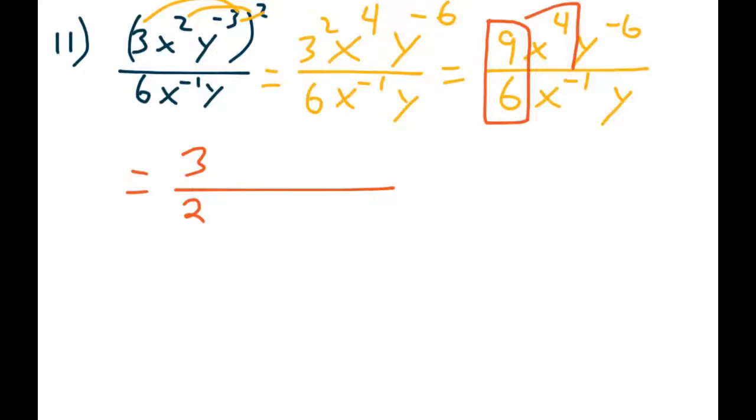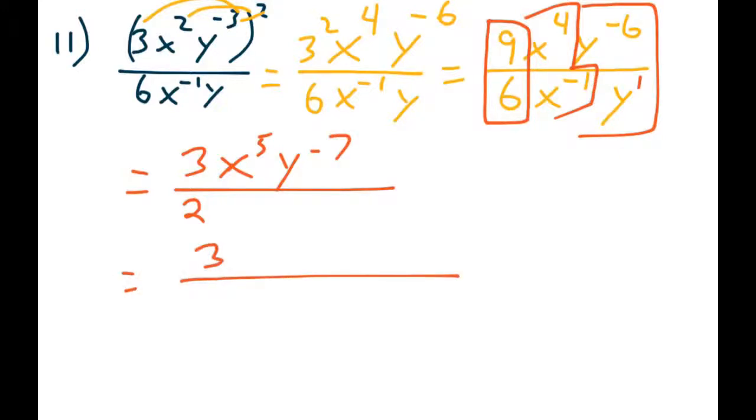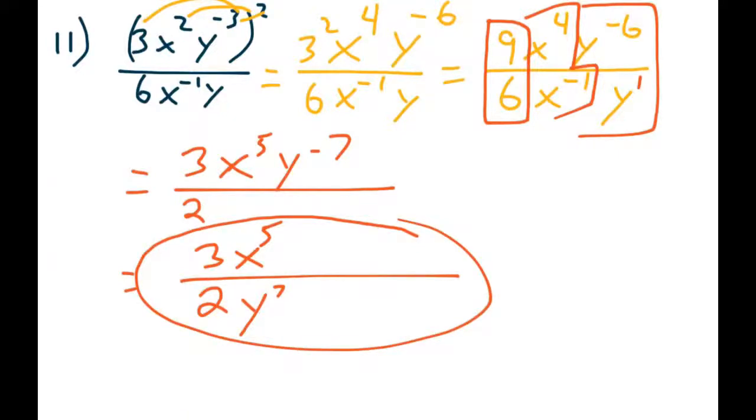Now look at the x's. X, 4 minus negative 1 would be 5. And I look at the y's. Remember, that's a y to the first there. Negative 6 minus 1 is negative 7. 3 is okay. The x to the fifth can stay because that's a positive exponent. The 2 can stay in the denominator. But the y to the negative 7th will come into the denominator as y to the positive 7th. And that would be my final answer.